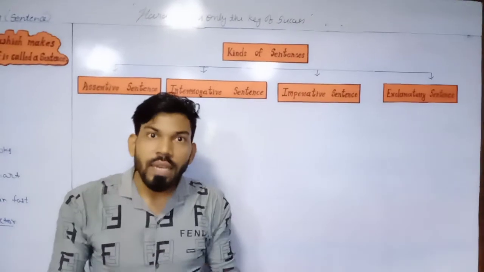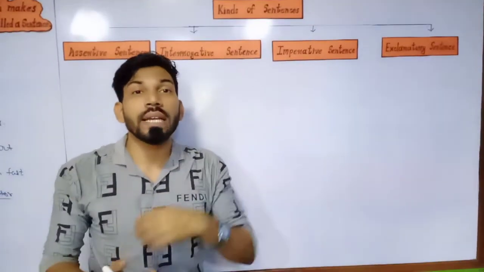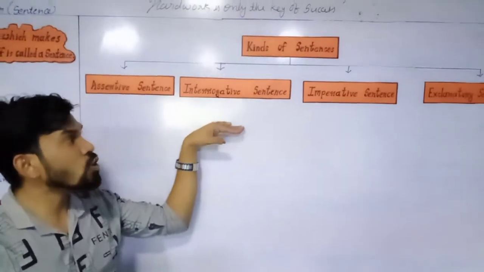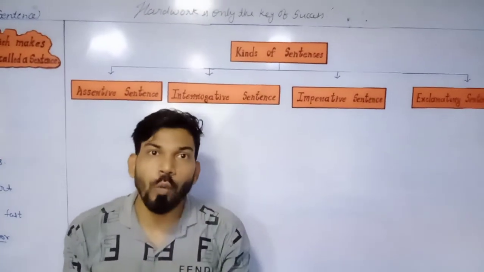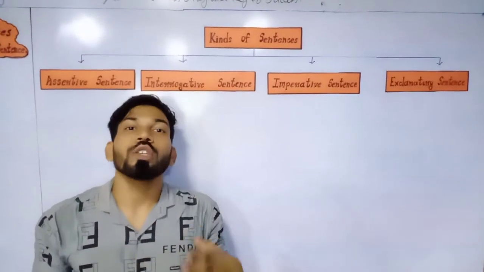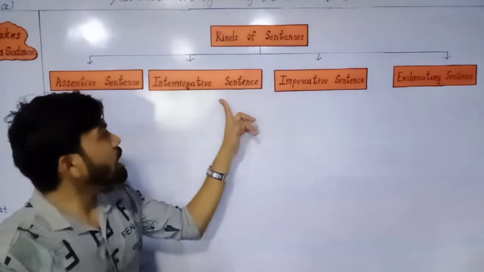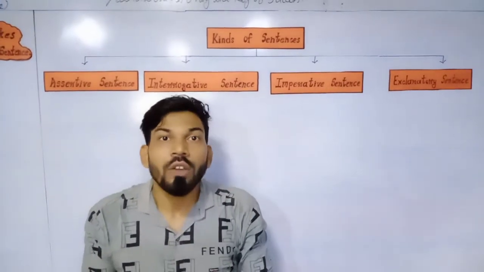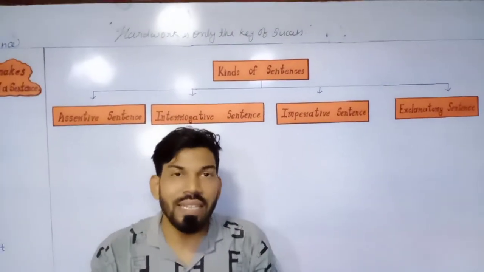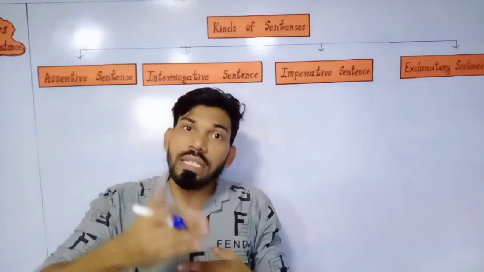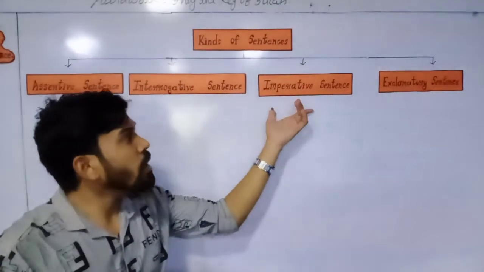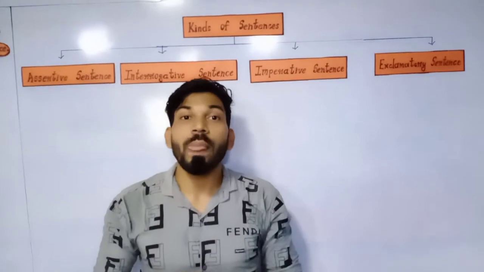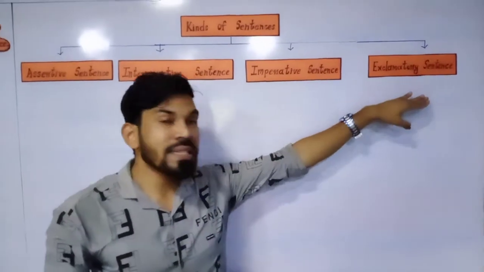Assertive sentence: whenever we talk about the assertive sentence, it is nothing else but when we say a thing should happen, or we make a declaration of anything. The second one is interrogative sentence: when we are asking a question to anyone, whether directly or using a WH word. Imperative sentences: whenever we are requesting anyone, saying please, or ordering anyone. And at the last, when we are expressing a strong feeling or emotion, that is called exclamatory sentence.